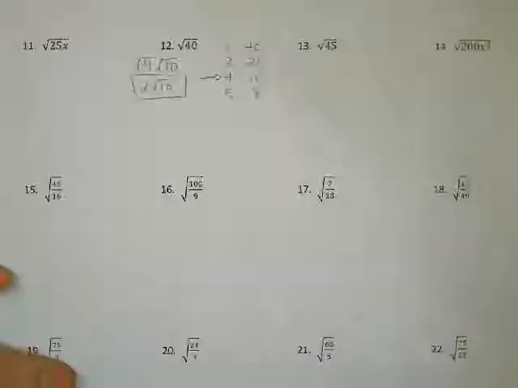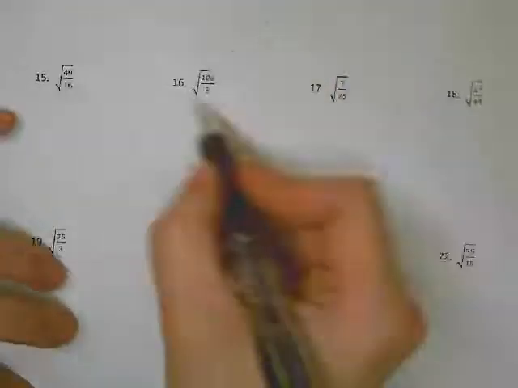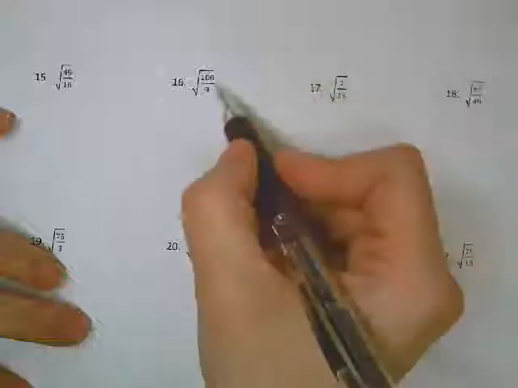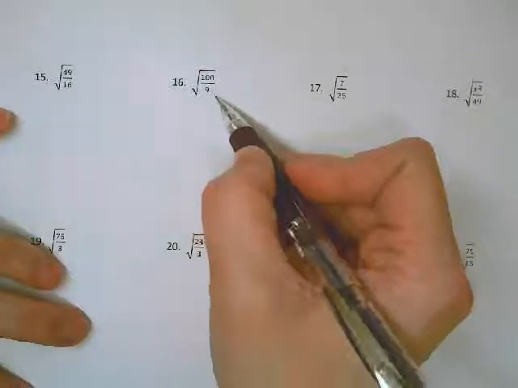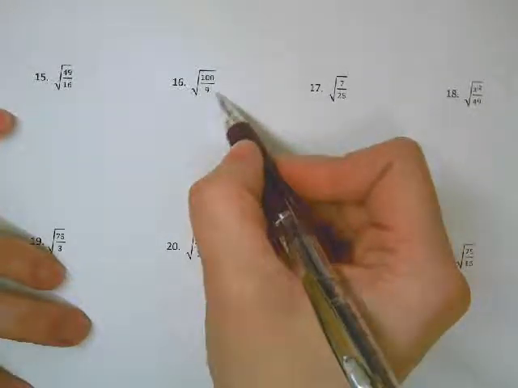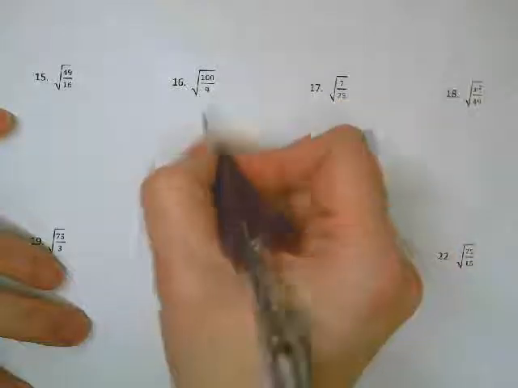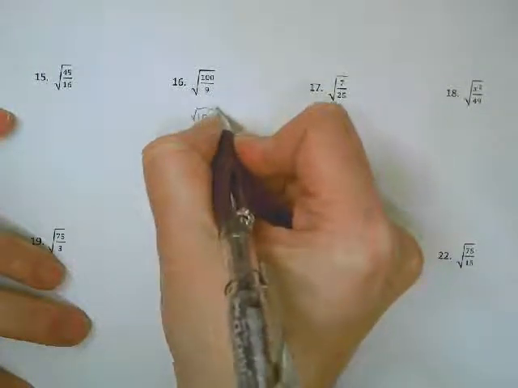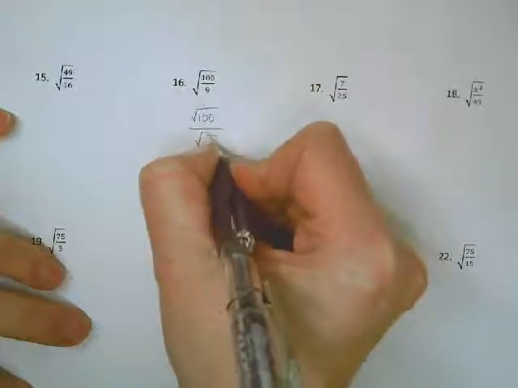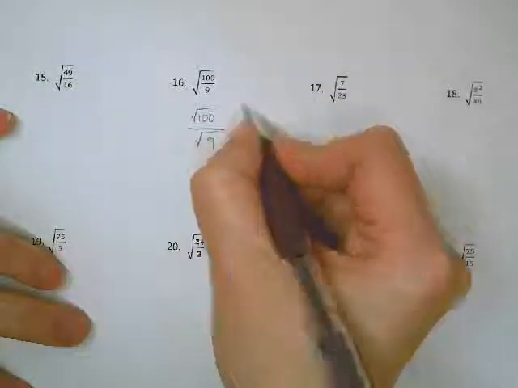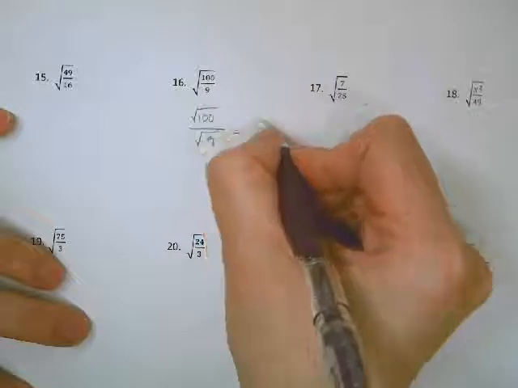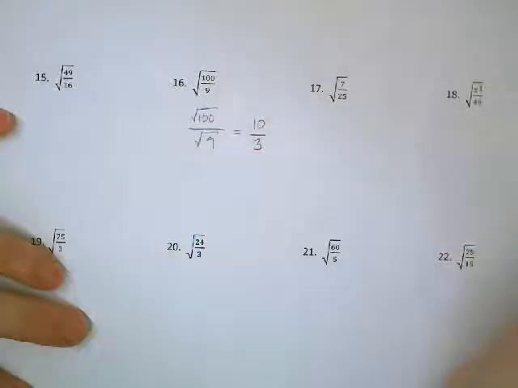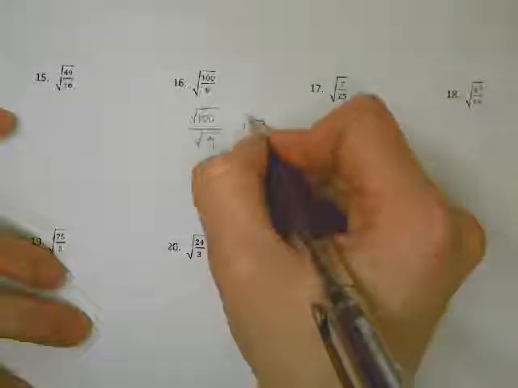If I look at something like number 16, 100 divided by 9 does not come out as a whole number, so I'm not going to try to simplify what's under the square root sign. But I do know that I can make that into the square root of 100 divided by the square root of 9. Square root of 100 is 10. Square root of 9 is 3. I know that's not going to come out to a nice whole number, so I'm going to leave it as a fraction.